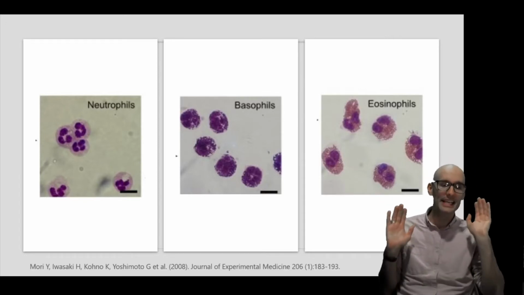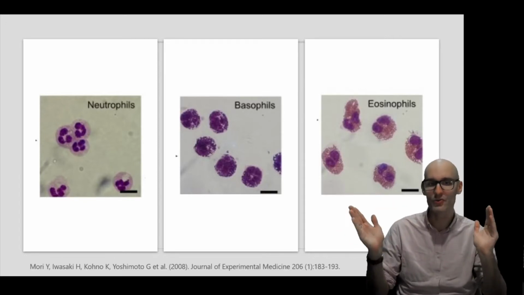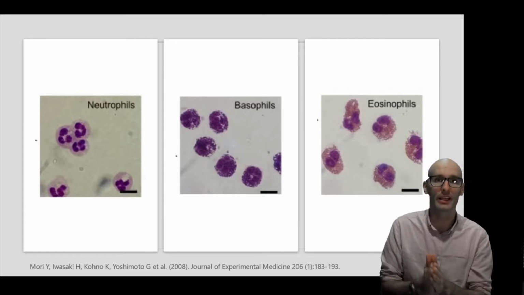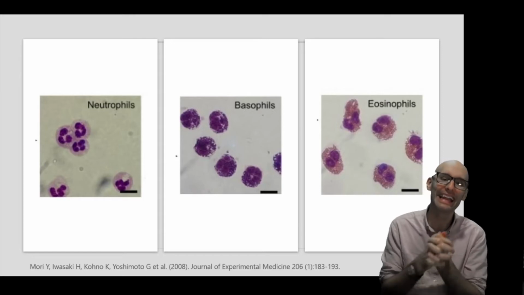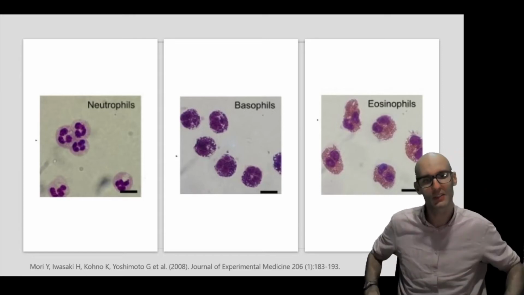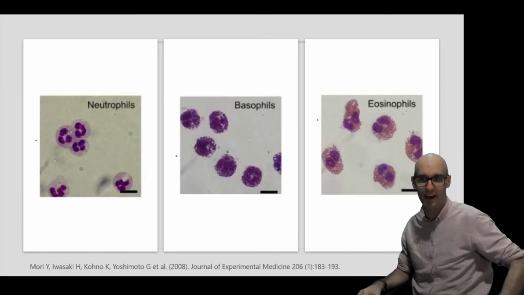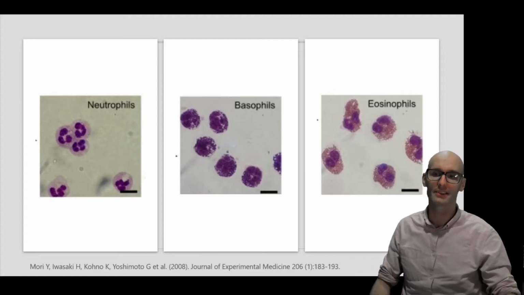But what does IgE go on and do? IgE antibodies play a really important response in the basophil and eosinophil response. So I just wanted to briefly introduce these guys. These are the granulocytes of the blood, right?